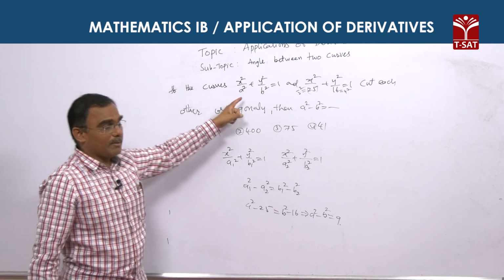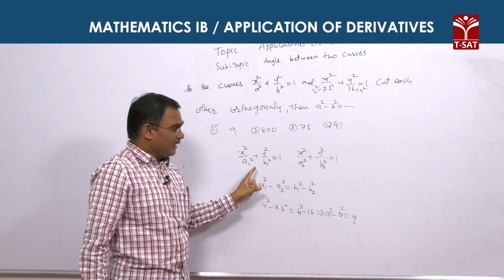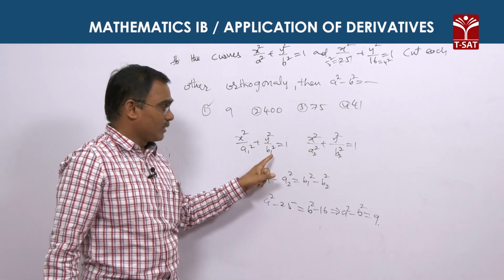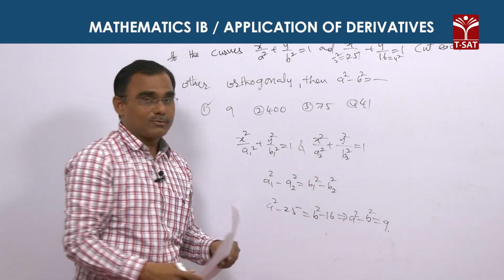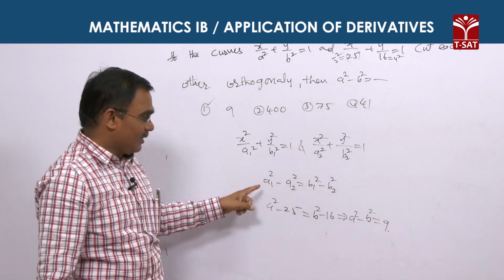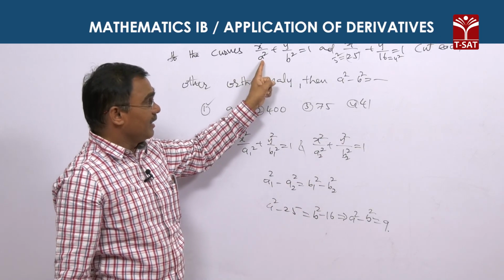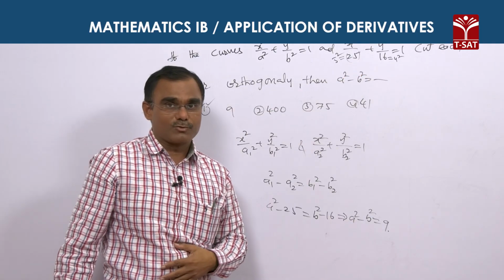Look, given two curves x square by a square plus y square by b square, cutting orthogonally, what is the condition? Directly we have the formula: x square by a1 square plus y square by b1 square is equal to 1 and x square by a2 square plus y square by b2 square is equal to 1 cut orthogonally when a1 square minus a2 square is equal to b1 square minus b2 square. Given a square, b square, and here 5 square and 4 square, substituting we get a square minus b square is equal to 9.